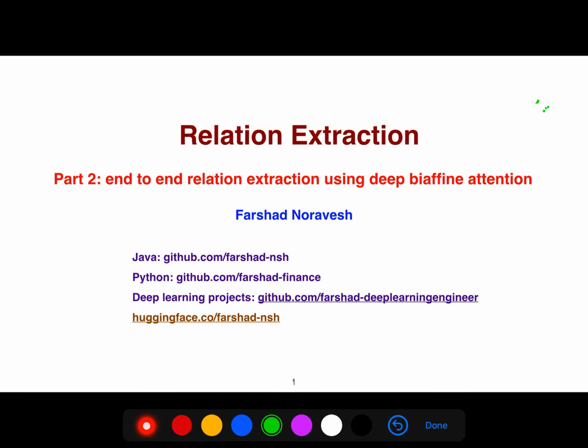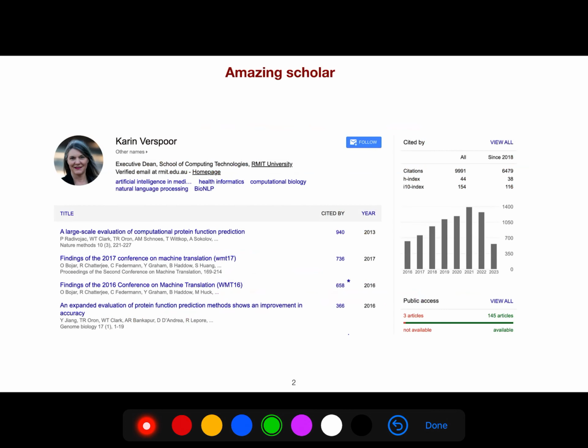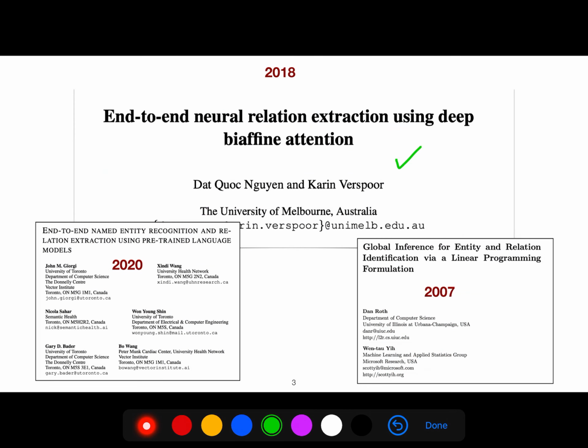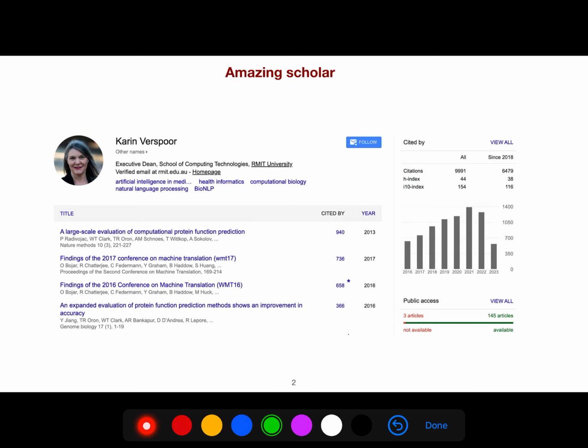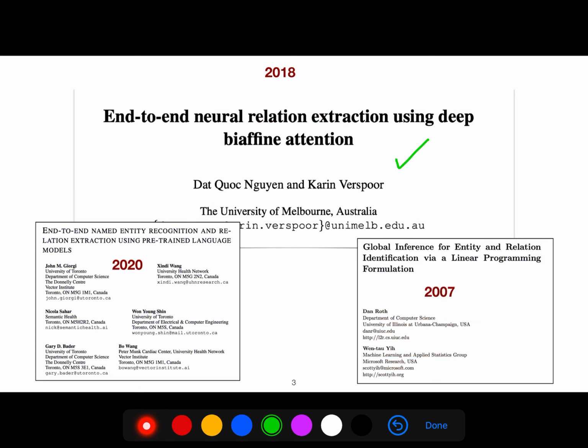So a classical approach to deal with this relation extraction is using the article "End-to-End Relation Extraction using Deep Biaffine Attention," and she's an amazing scholar. She draws inspiration from the biaffine attention of Christopher Manning for dependency parsing, if you remember. I explained his article as well.